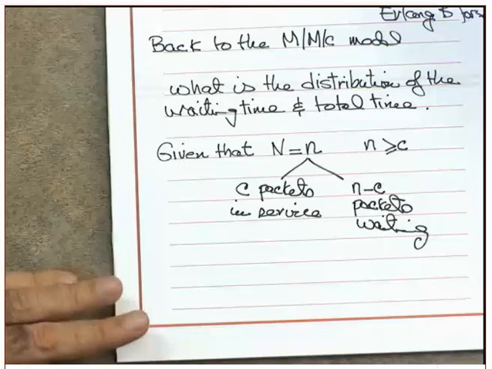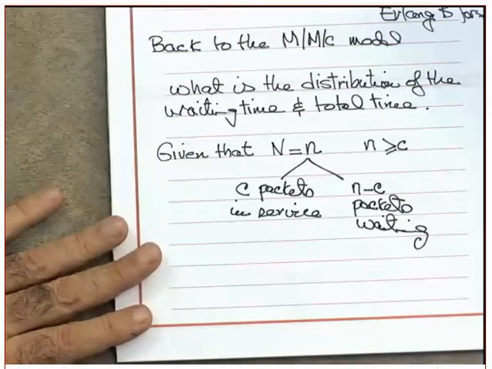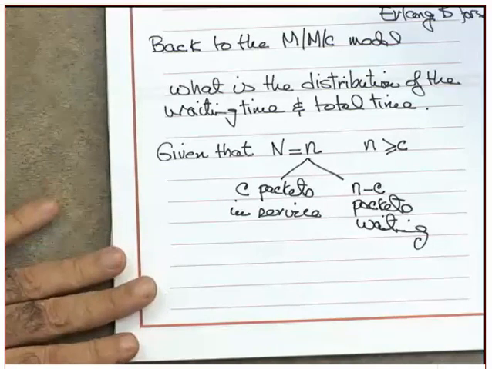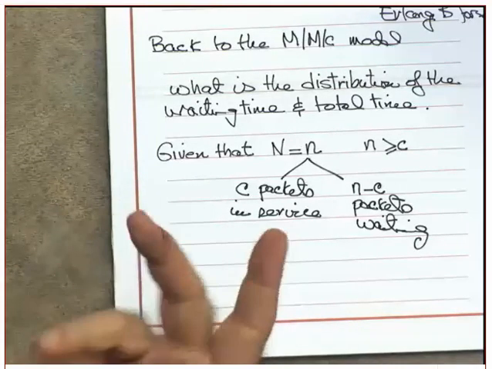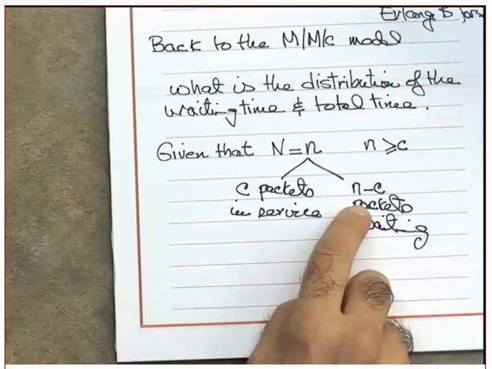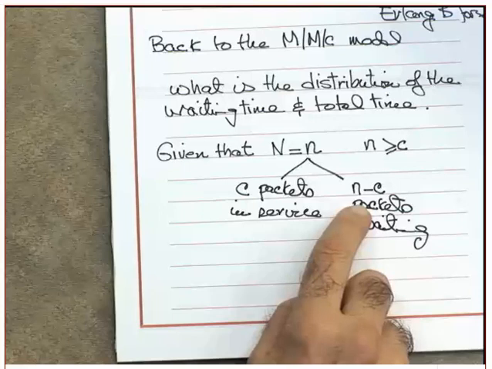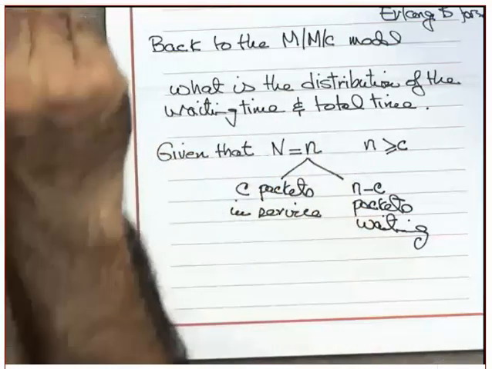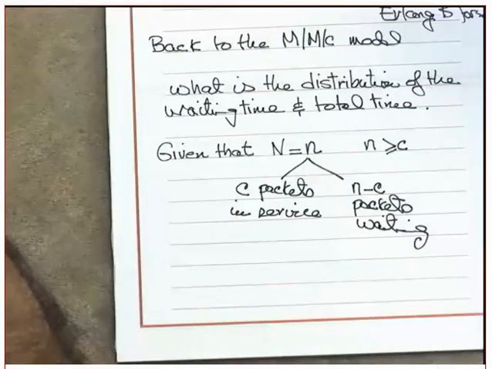Yes? Okay. Now, I need you to understand one thing here. How long will he be waiting? How long will that packet be waiting until he starts service? He needs to wait until all of these packets are served. Yes? Plus what? 1. Why? What is that 1?